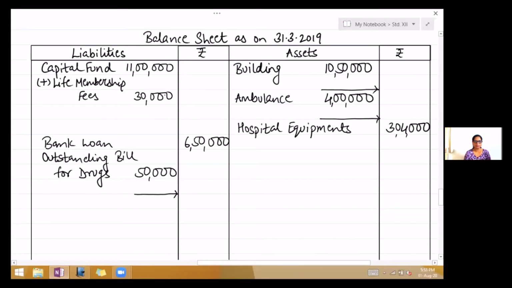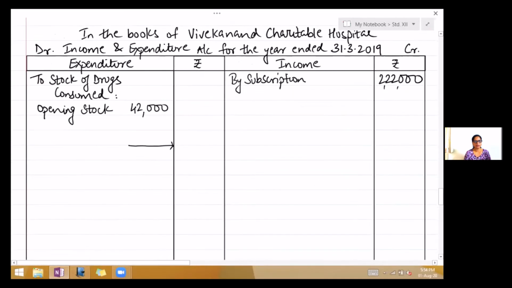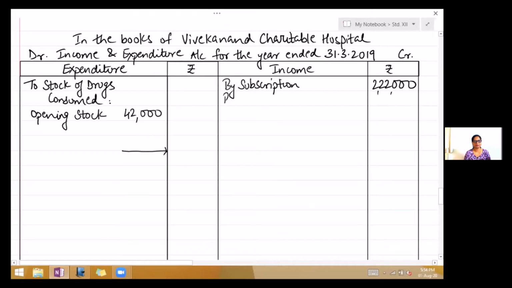Then we have hospital receipts. Now this is an income. So on the income side, by hospital receipts, $5,10,400. Okay, we are finished with the receipts.